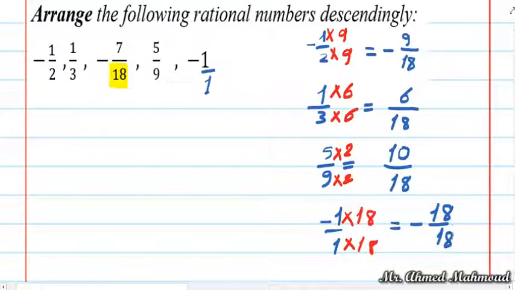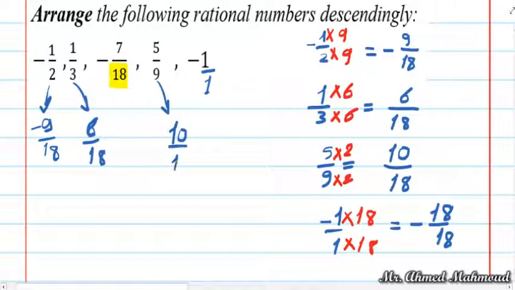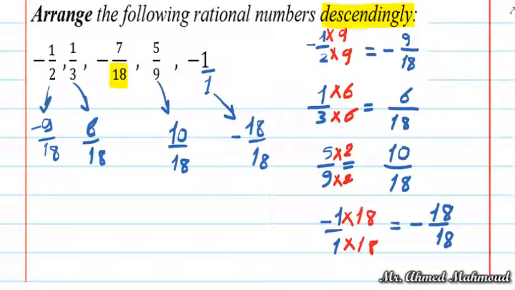Okay, now we have negative 1 over 2, which is negative 9 over 18. 1 over 3, which is 6 over 18. Negative 7 over 18 without change. 5 over 9, which is 10 over 18. Negative 1 over 1, which is negative 18 over 18. I need to arrange them in descending order. Descending means from greater to smaller. Then I'm going to write the order as before.